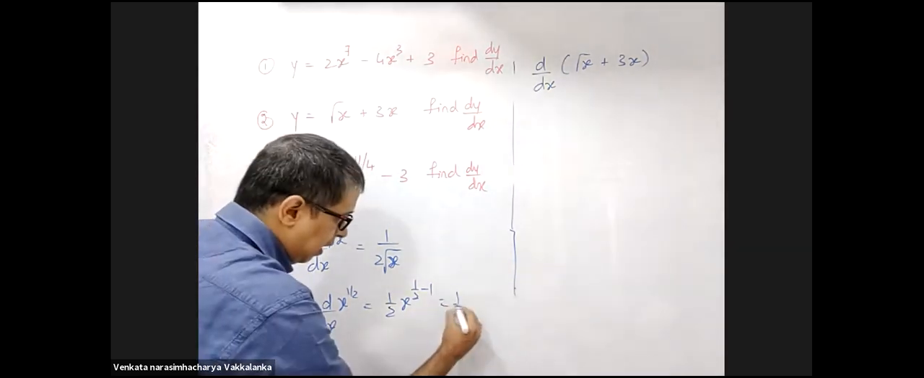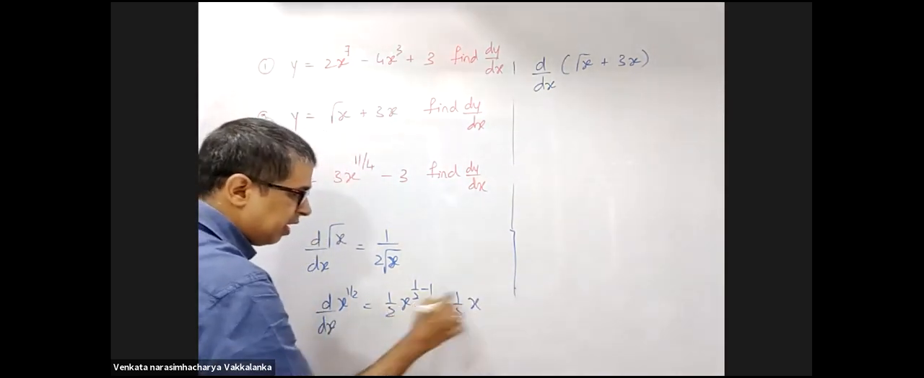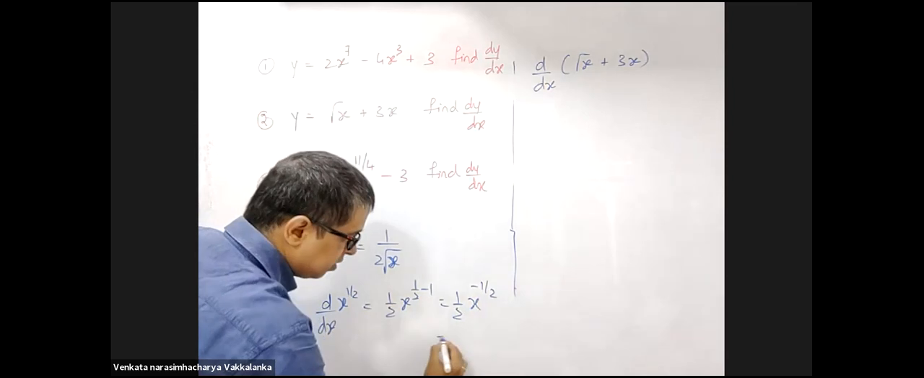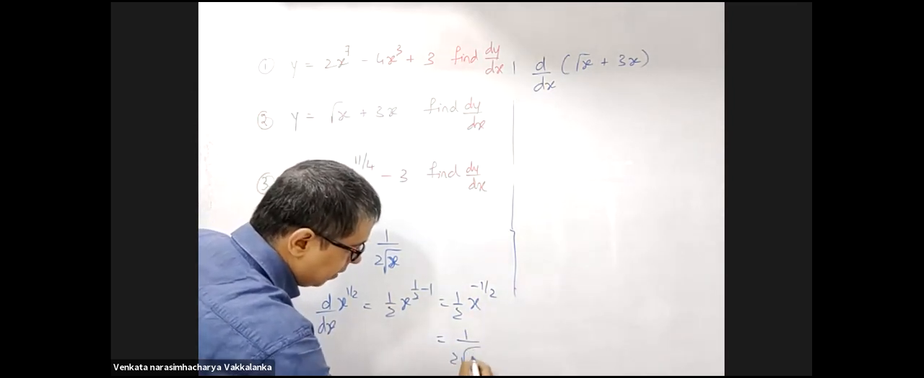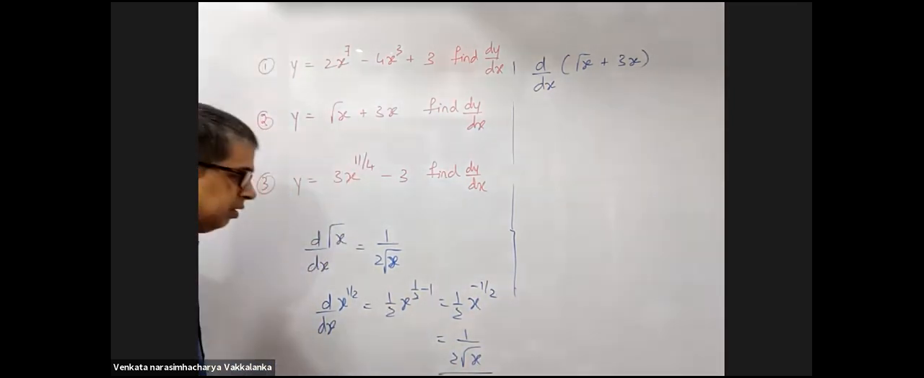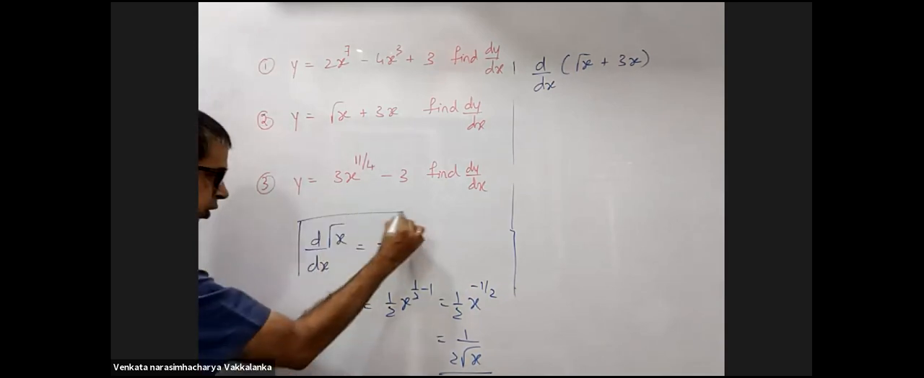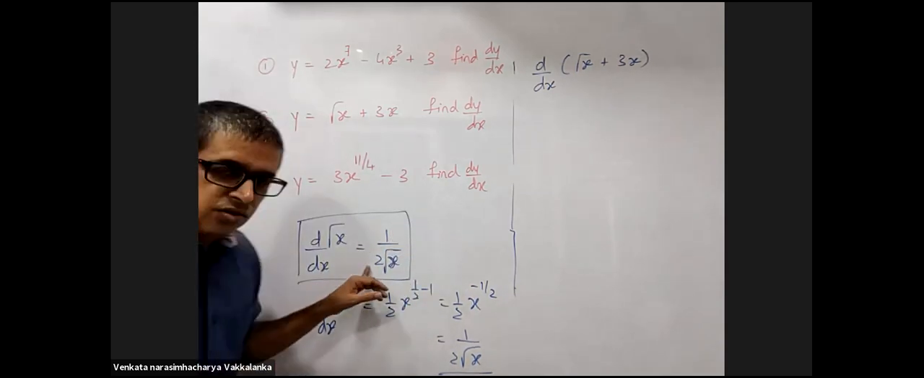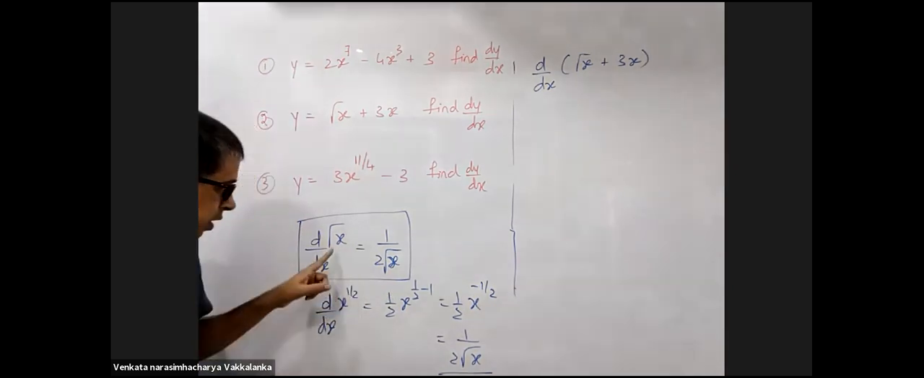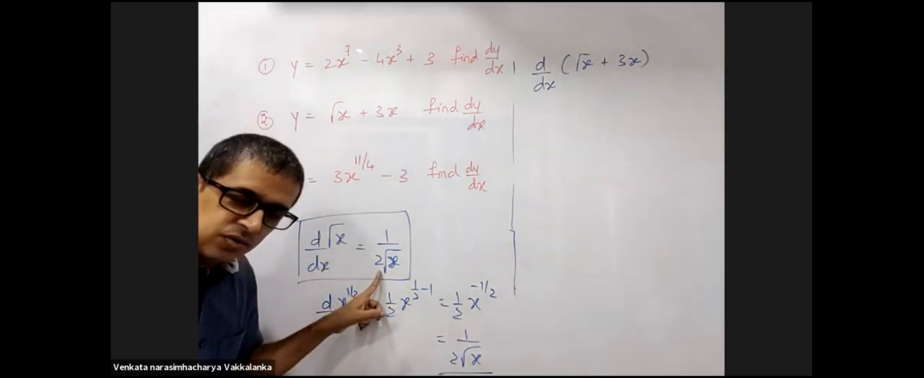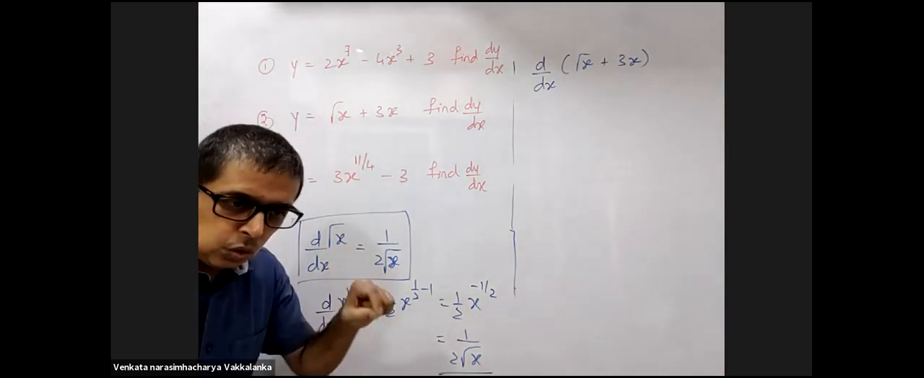Half x to the power half minus 1 is minus half, sir. 1 by 2 root x. Are you trying to tell me that I have to remember this as a formula? Yes. d by dx of root x is 1 by 2 root x.